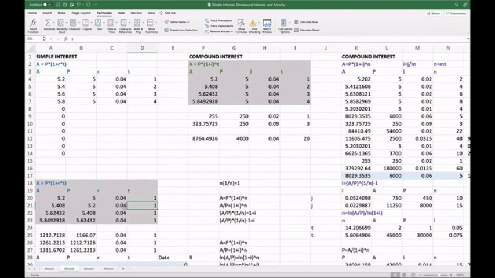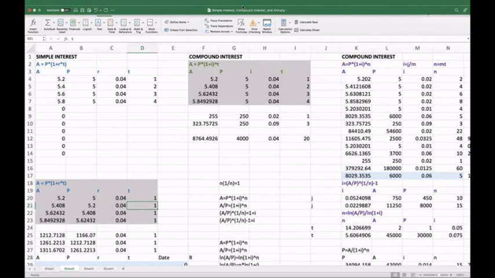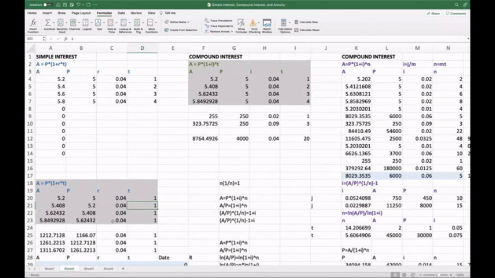You try it, class. 5.2 times 0.04. Let me show you the answer in the chat, if you want. Otherwise, you can check if it's correct: the answer is 0.208. 5.2 times 0.04 times 1 is 0.208. You add it to 5.2. What is the answer?